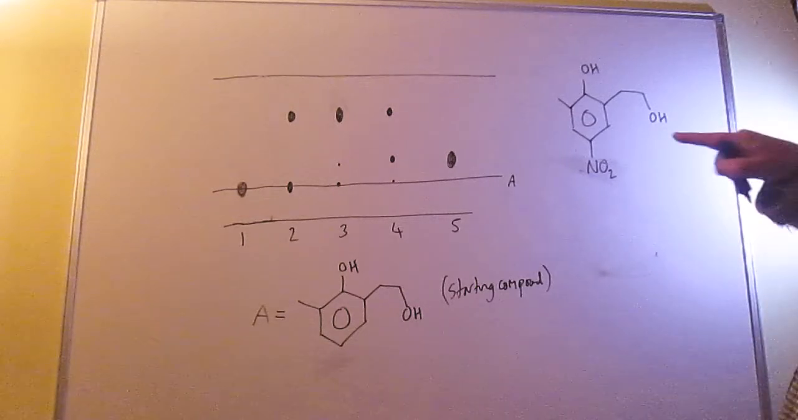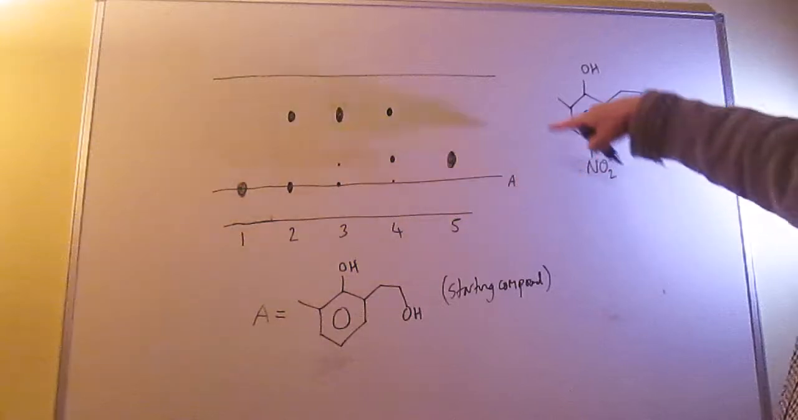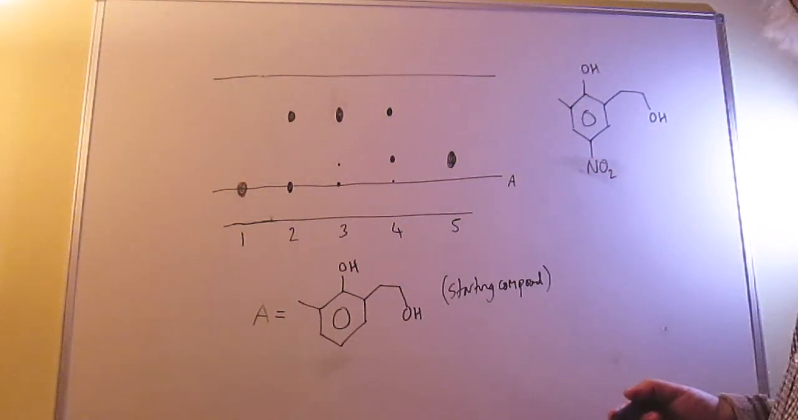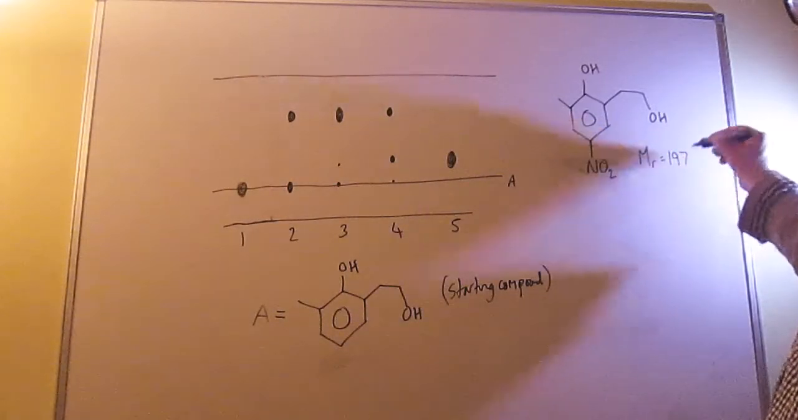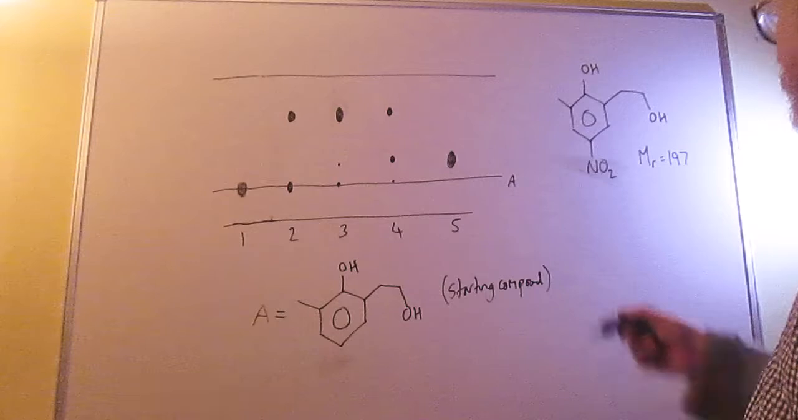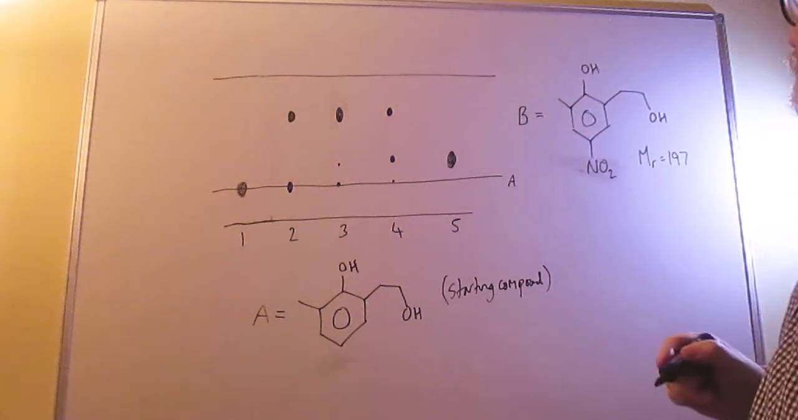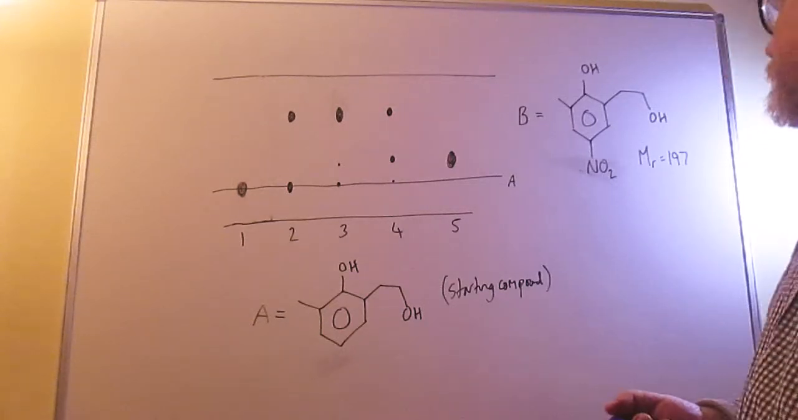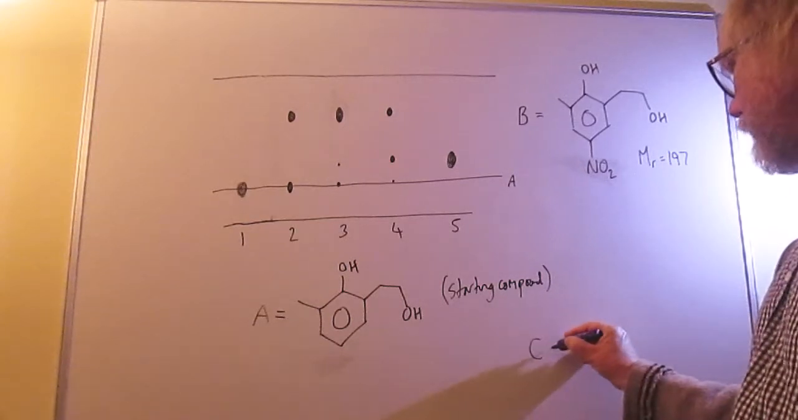So we have to just look at this and say, well, does it correspond to either of those? So you just add up the MR of this lot, and you find that it comes to 197. Okay, so the MR is 197. That fits with that being spot B. So we can say that B is the nitration product that we expected. And again, that was relatively straightforward. So the only really tricky bit is, well, what's going on in C?